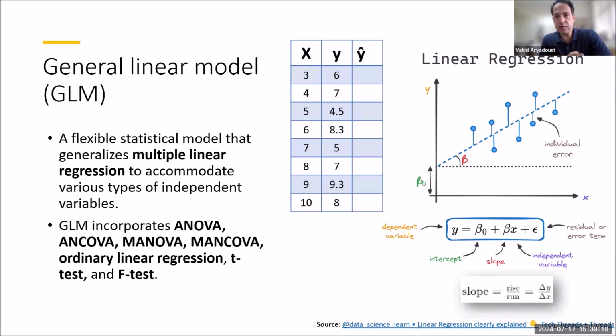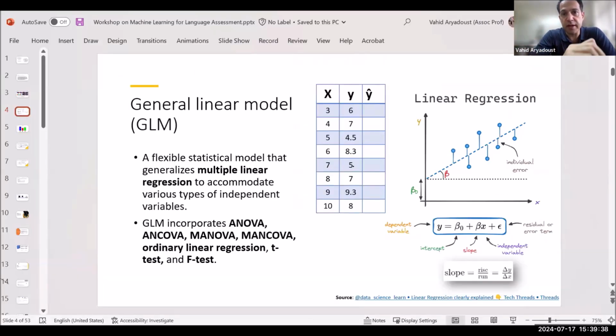And to the left side of this graph, you see that there is a table where we've got x, y, and y hat. The y hat is empty, but we're hoping to be able to predict the amount of y by using x. This is basically the idea of prediction.